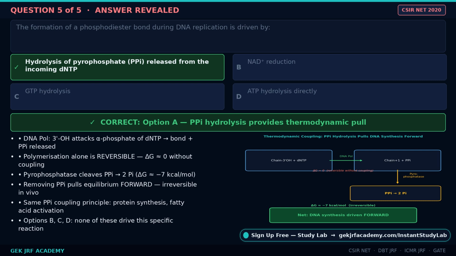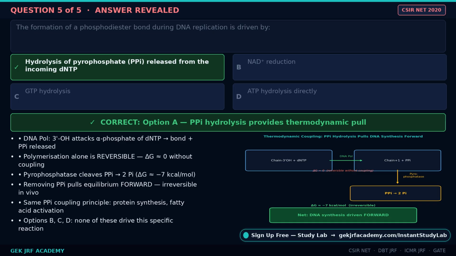DNA polymerase catalyzes the attack of the 3' hydroxyl group of the growing DNA chain on the alpha phosphate of the incoming deoxynucleoside triphosphate. This nucleotidyl transfer forms a new phosphodiester bond and releases a pyrophosphate molecule, 2 phosphates joined together. If the reaction stopped here, it would be reversible. The equilibrium does not strongly favor synthesis. The critical step is what happens next.